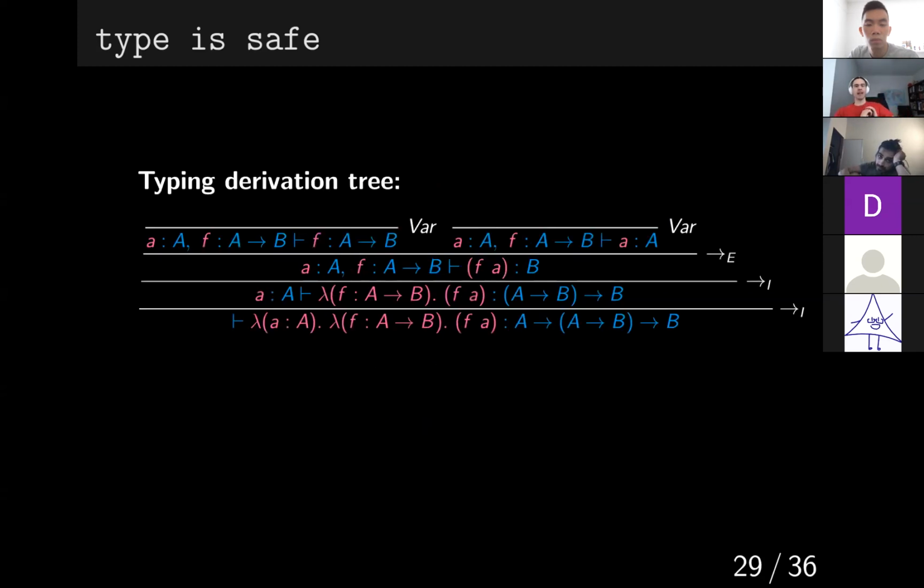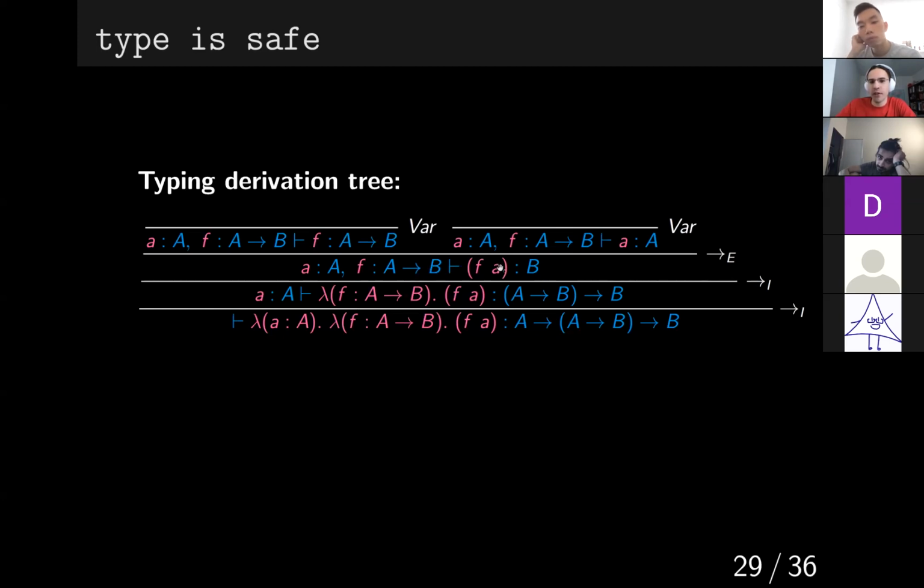So here's an example of a typing derivation tree. I'm going to consider this function right here, lambda f from A to B, f applied to a. I'm going to claim that this has type A implies B implies B. And how did the rules proceed? Well, what type of term is this? It's a lambda, which means that the only rule that I can apply to conclude its typing is an implication introduction rule. So I take the variable, I throw it into the context. I look at the term right here. It's a lambda, which means the only rule that I can use to conclude this is an implication introduction rule. So I throw f into the context.